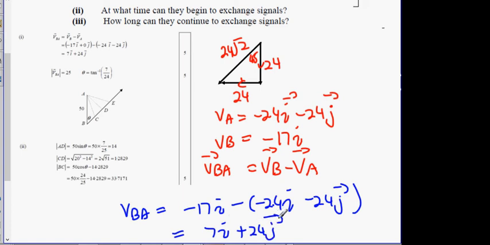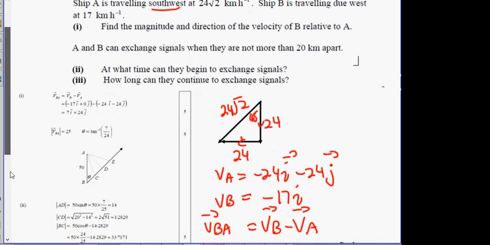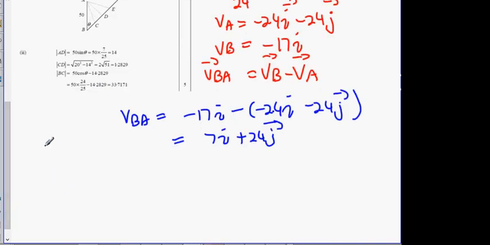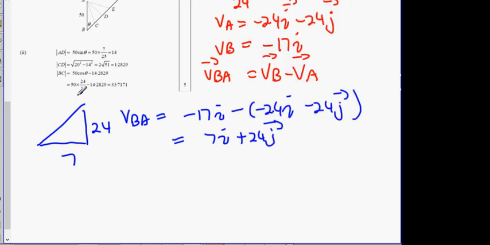Okay, we're currently at only 5 marks. Now find the magnitude and direction. I didn't find the magnitude, nor did I find the direction. So the magnitude, this basically means that we're going 7 to the right and 24 up. Do Pythagoras' theorem. It's going to be the square root of 7 squared plus 24 squared, and what you get there is 25.